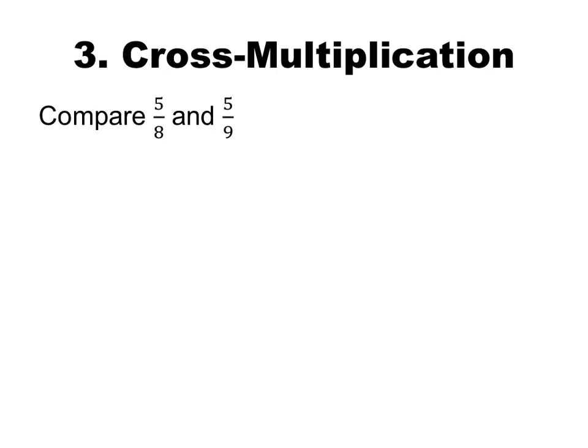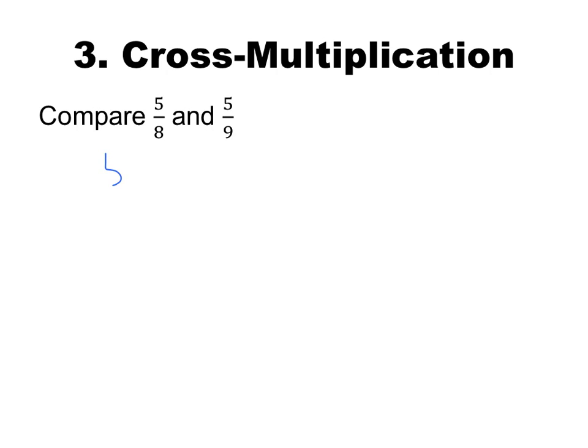Our next technique is cross multiplication. And so let's illustrate how this works and then a little bit about why it works. So let's compare 5/8 and 5/9. Now we just did this problem, so we already know the answer, but let's look at how we could find the answer using cross multiplication.